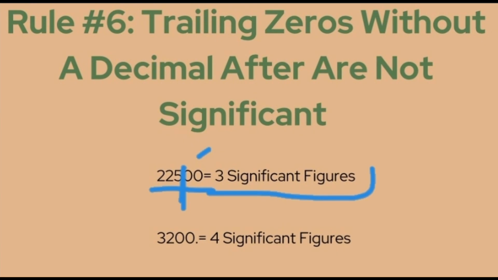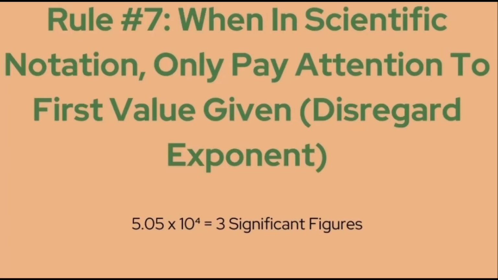But then when you look at a number with a decimal place at the end, let's say 3,200, when this decimal place is inserted here at the end, you can see that these 2 zeros at the end are going to be significant digits, even though there are no digits after them. Because you have that decimal after those trailing zeros, they are going to be significant, and therefore this number has 4 significant figures.